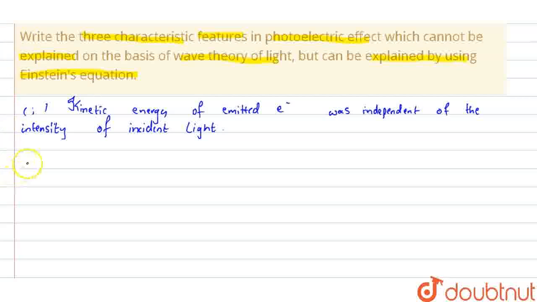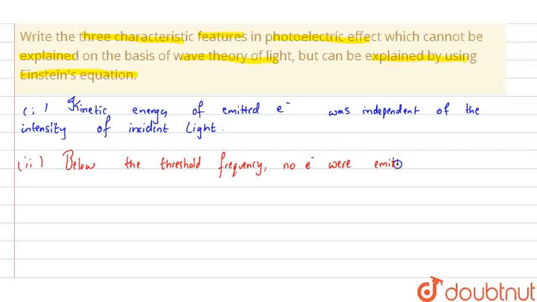The next is that it could not explain how below a certain frequency there is no photo emission. So it was found out that below a certain frequency, which we call the threshold frequency, there were no electrons being emitted. So below the threshold frequency, no electrons were emitted.